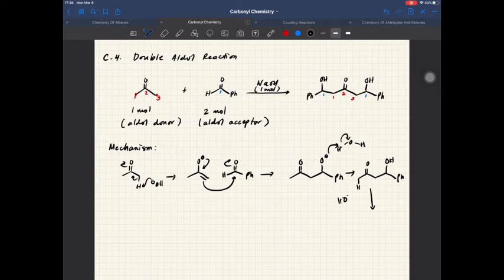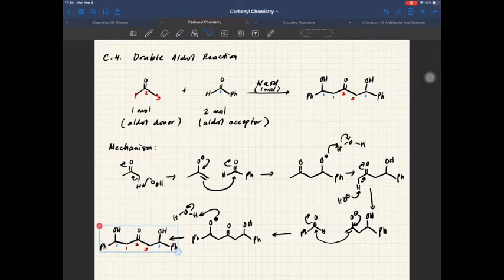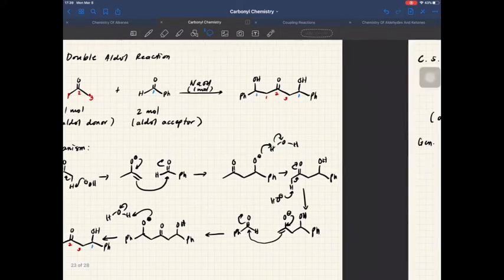Furthermore, this hydrogen will be abstracted by hydroxide to form an enolate, and this enolate will react with another aldol acceptor to form this alkoxide product. This alkoxide product will abstract the hydrogen from water, and finally form this double aldol product. Okay, so we have a double aldol product formed after this reaction. So this is the reaction mechanism for the double aldol reaction.